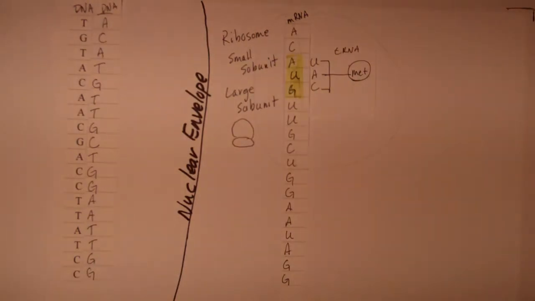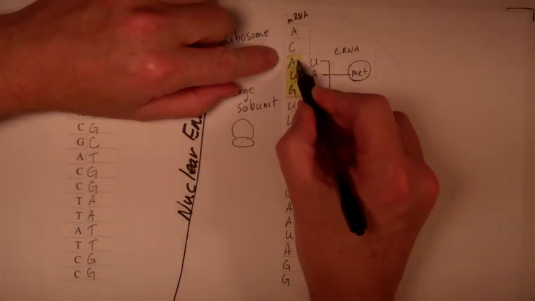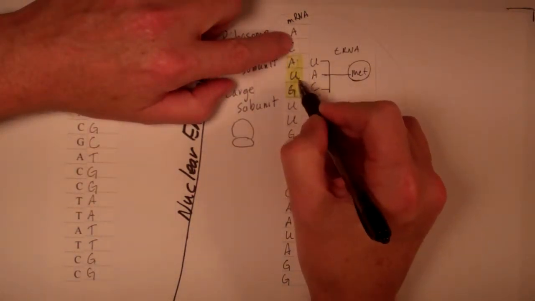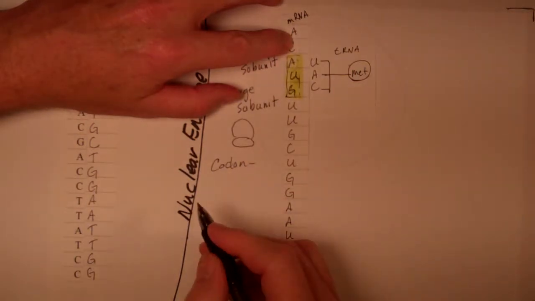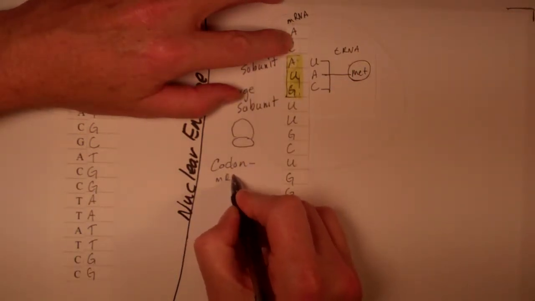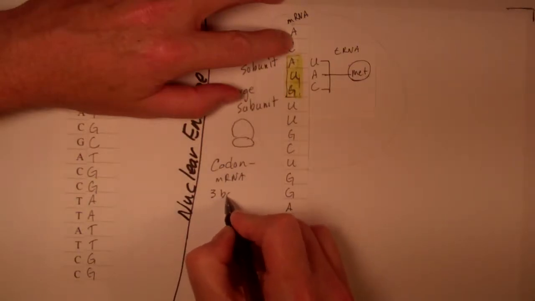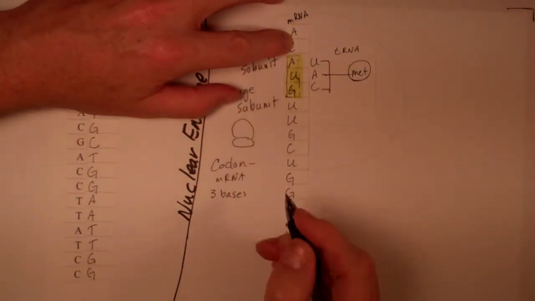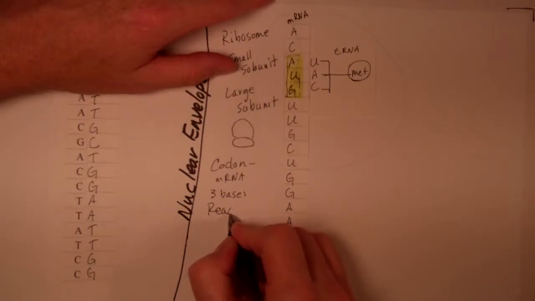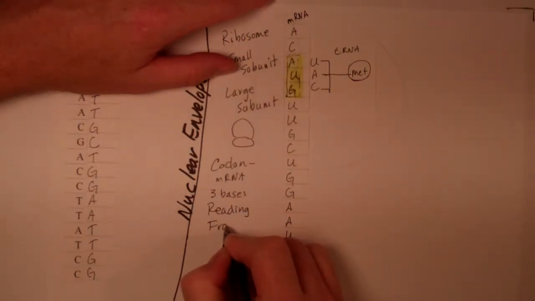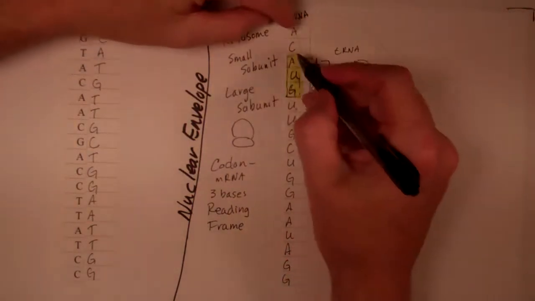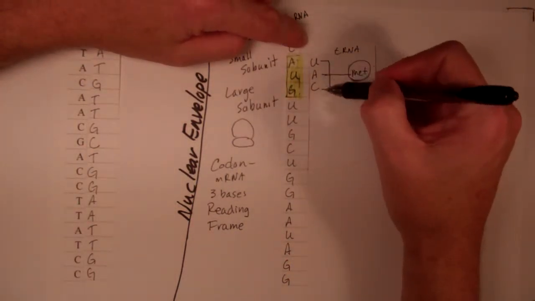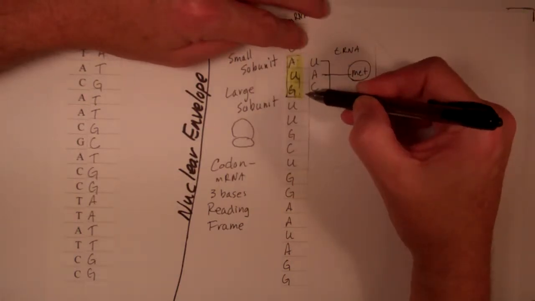Now we need to talk about a few things before we go any further. This 3-base sequence right here is called a codon. A codon is a piece of the mRNA. It's 3 bases, and it is basically the reading frame by which the ribosome knows, hey, for these 3 bases here, we're going to have a 3-base tRNA that lines up to it.